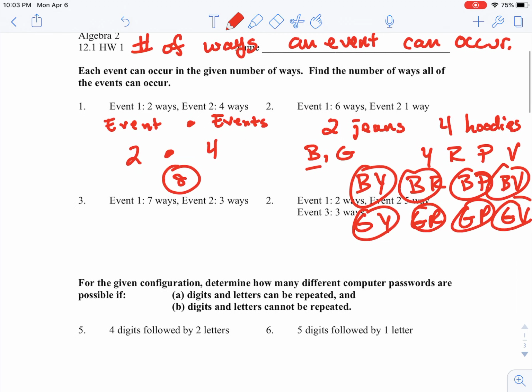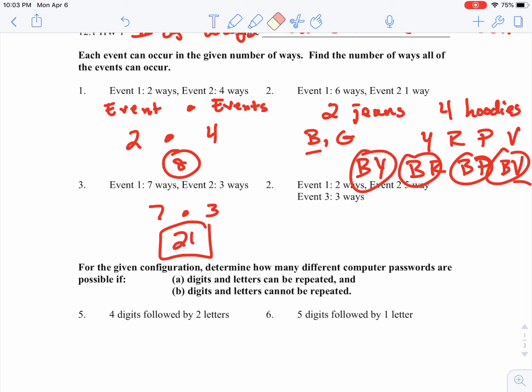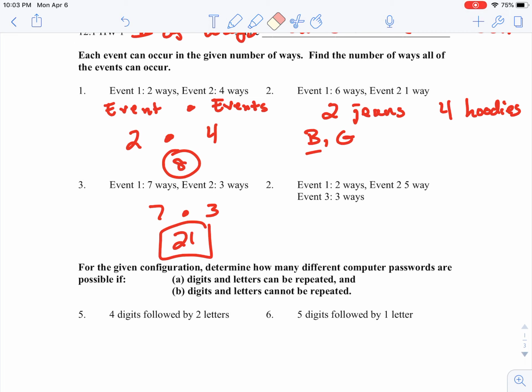All right, example 3, 7 ways, event 2, 3 ways. All right, so 7 ways times 3 ways, 21. All right, that's all there is to it. All right, it doesn't have to be 2 events. It could be whatever number of events. Okay, so look at this last example.